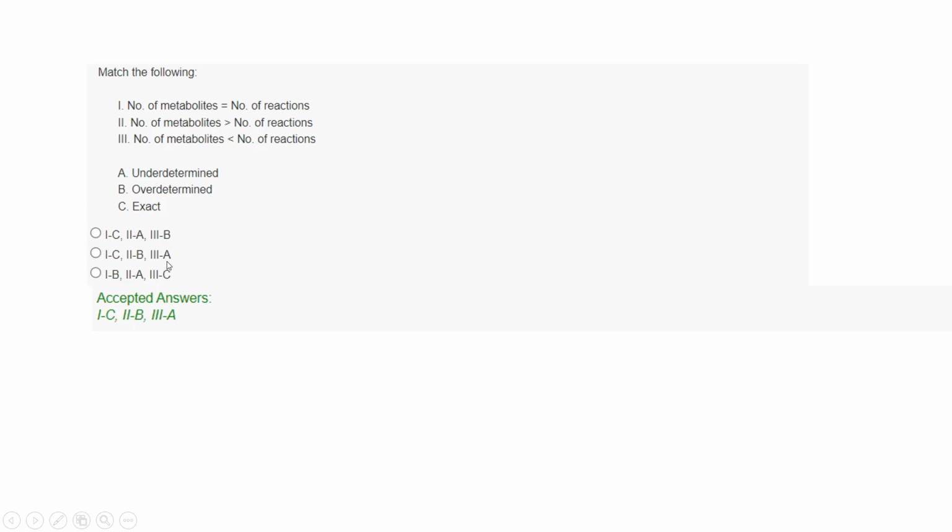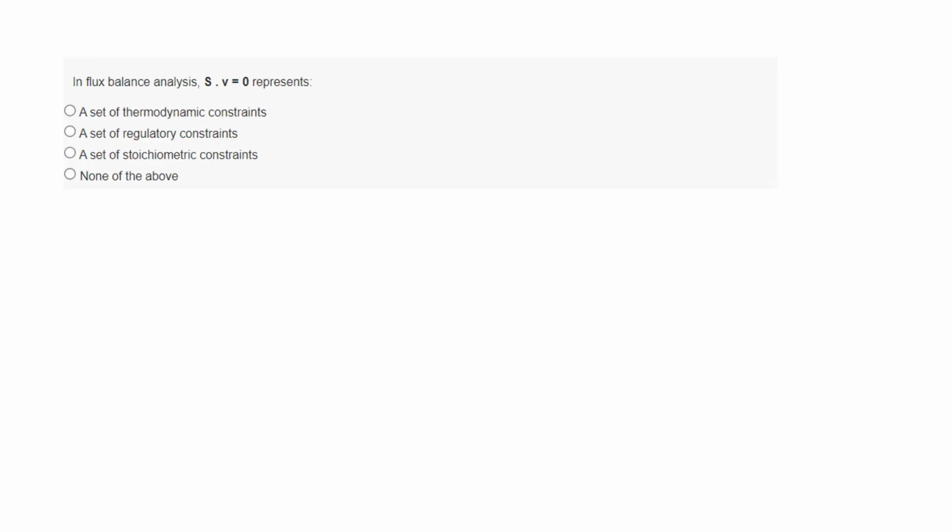So, 1C, 2B, 3A. 2 is basically just for your information, 2 will be a tall matrix, 3 will be a fat matrix, and 1 is a symmetric matrix. Okay, next.